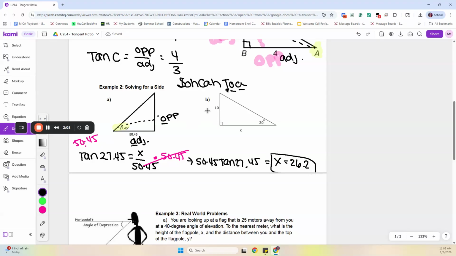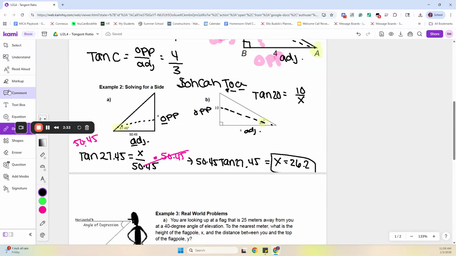All right, so that was A. Now B is going to be the same thing. So if I look at B, I'm given 20 degrees, and then that side across from it is my opposite. The x is right next to it as my adjacent. So when I set this up, I'm going to have opposite adjacent, which again is tan. So tan of 20 equals my opposite, which is 10, over my adjacent, which is x.